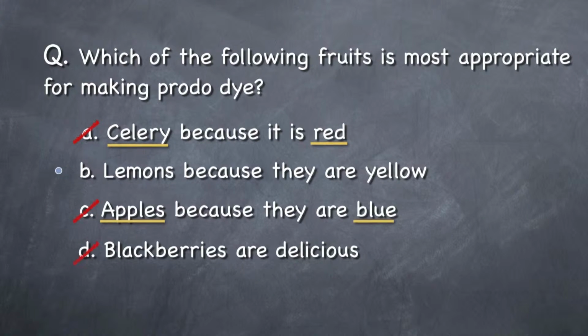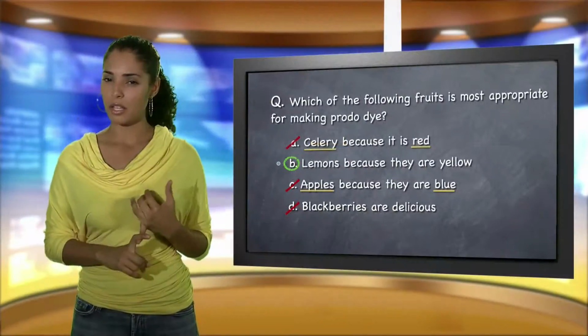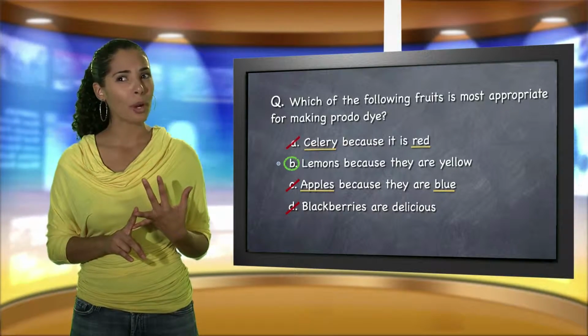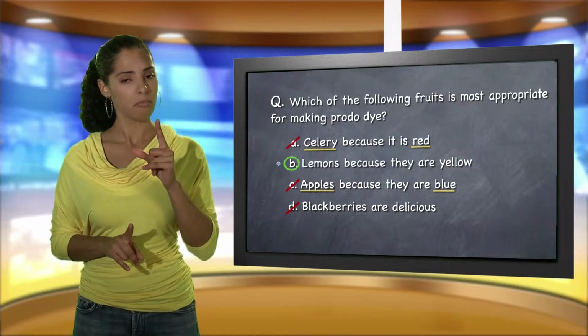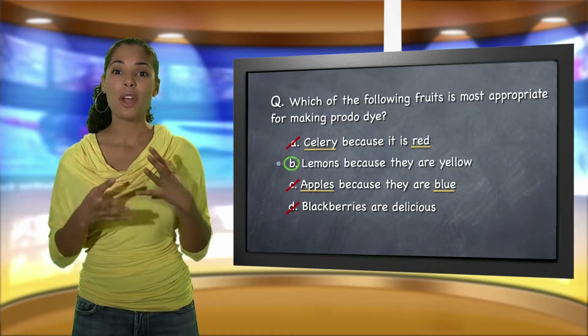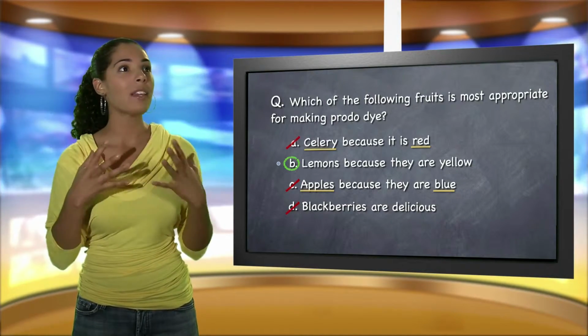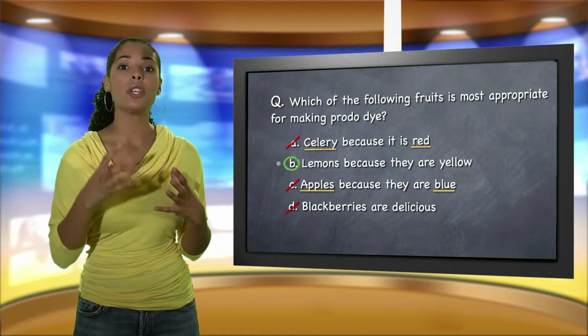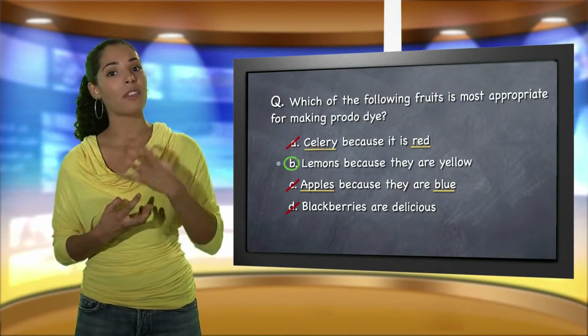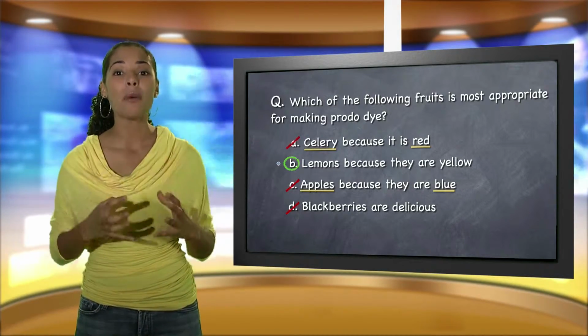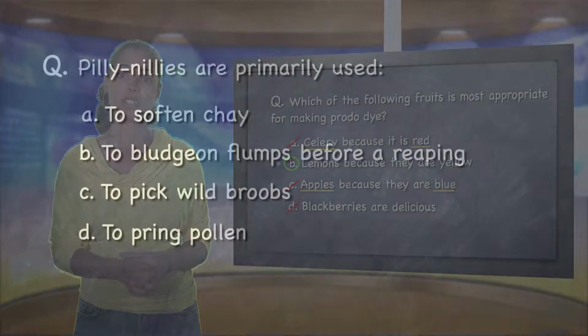You might not know what protodie is, and I know you don't because we made it up. But you do know celery isn't red, apples aren't blue, but lemons, they're yellow. So you want to try to use this technique when you might not have anything else to go on. You can look for the true information and the false information, and that'll help you eliminate some of your distractors.